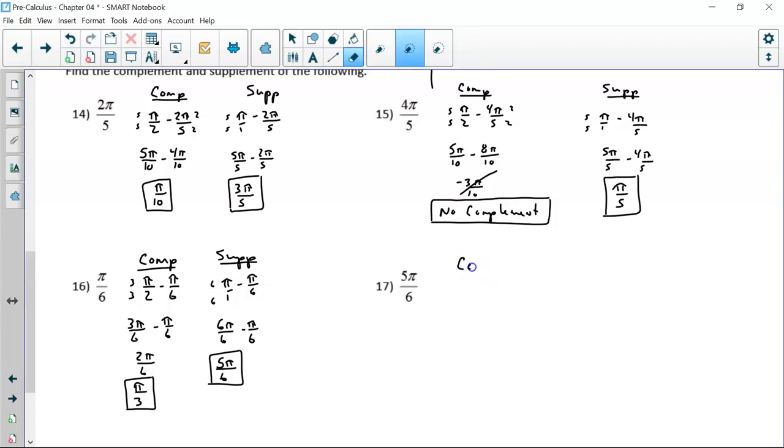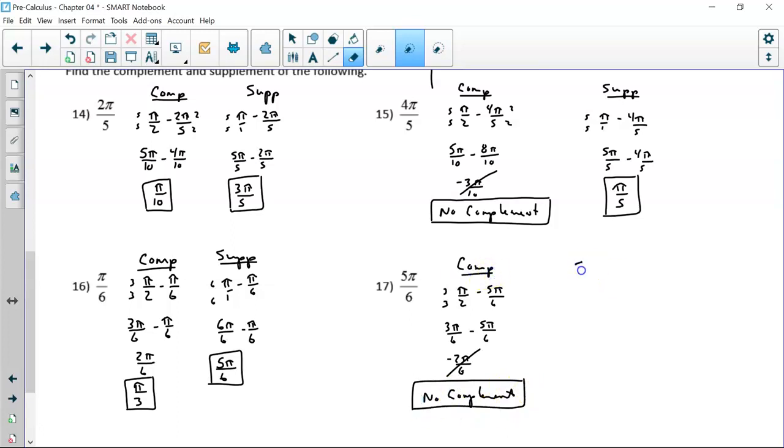Number 17 for our complement, you're going to have, once again, pi over 2 minus 5 pi over 6. Common denominator of 6, you get 3 pi over 6 minus 5 pi over 6, which is negative 2 pi over 6. I'm not even going to reduce it because it doesn't work. There is no complement. Can't have a negative angle, so there's no complement.